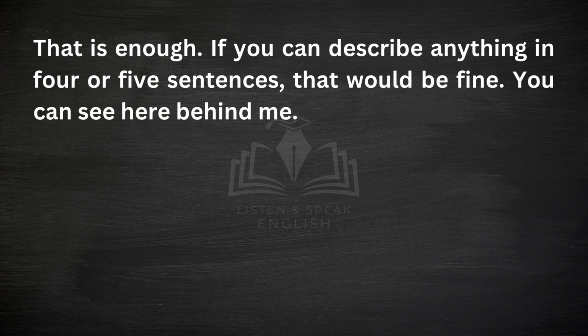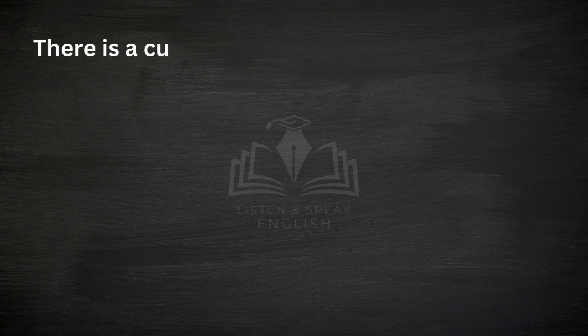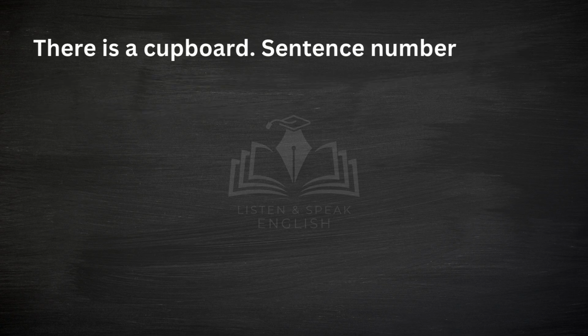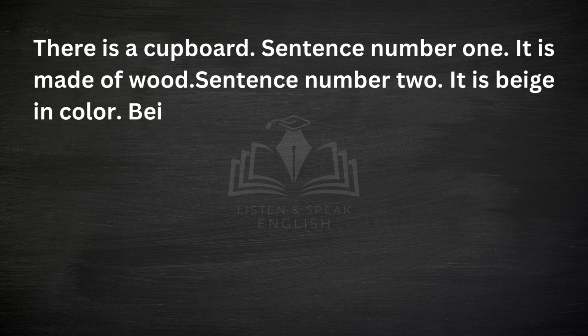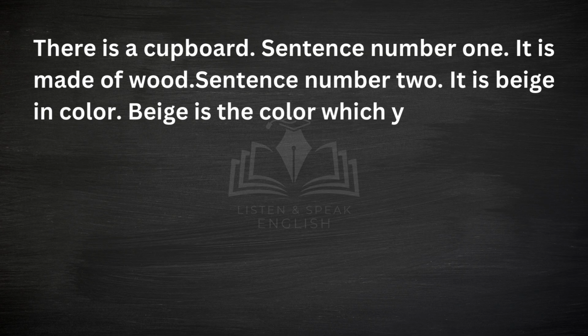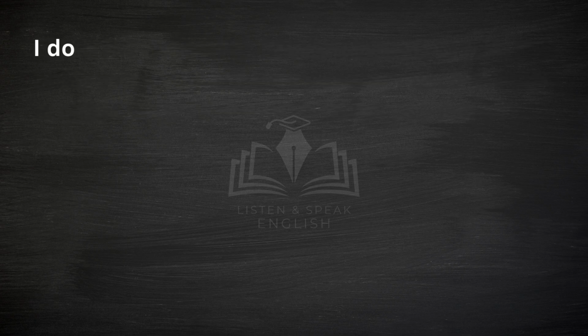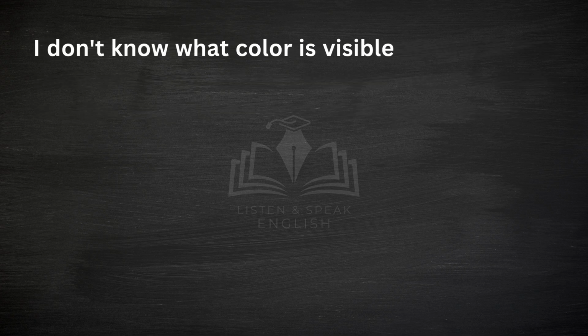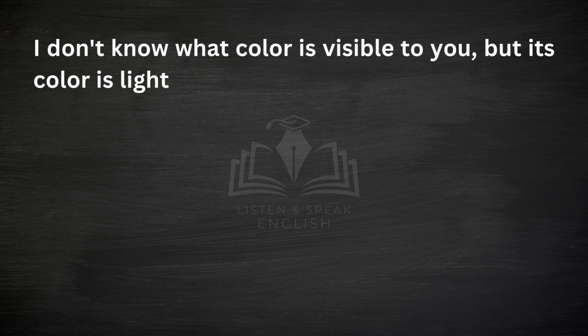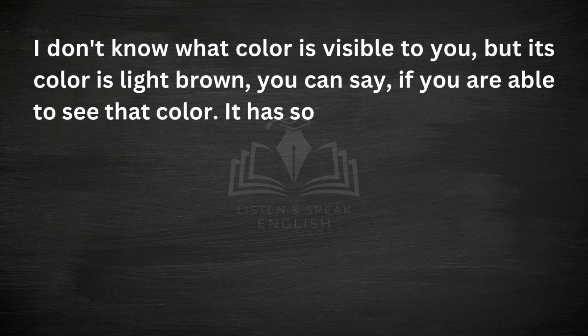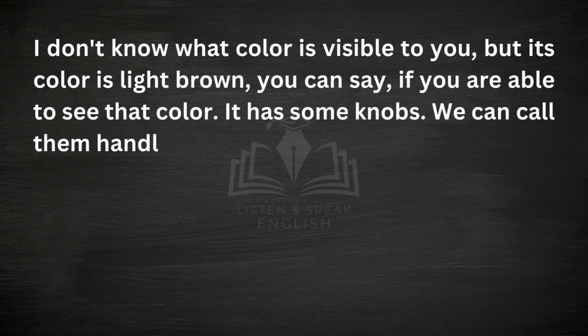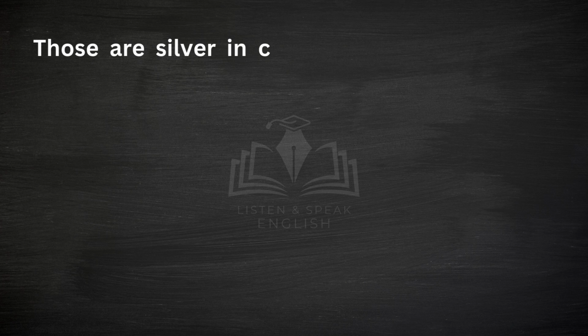You can see here behind me, there is a cupboard. Sentence number 1. It is made of wood. Sentence number 2. It is beige in color. Beige is the color which you can see. I don't know what color is visible to you, but its color is light brown, you can say, if you are able to see that color. It has some knobs. We can call them handles to open the shelves. Those are silver in color.